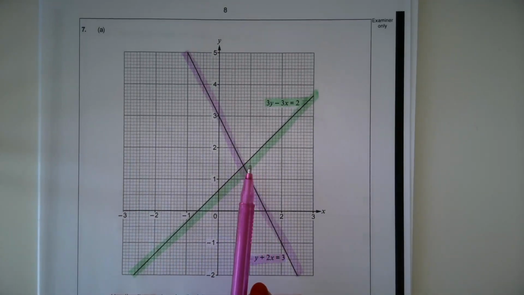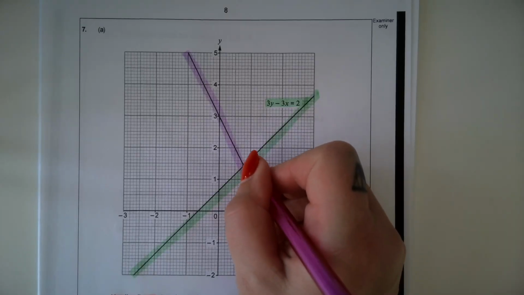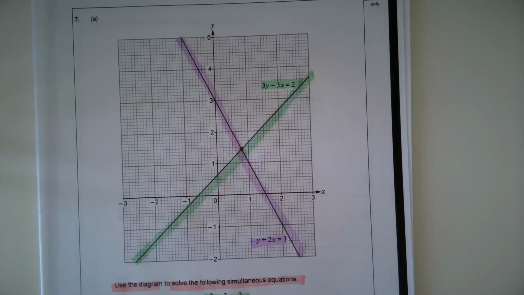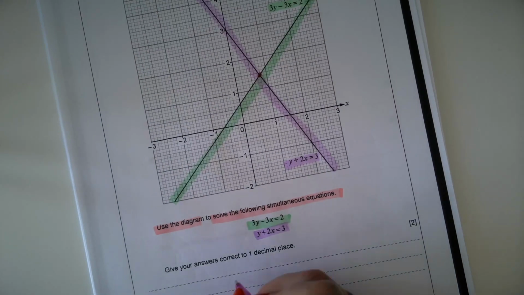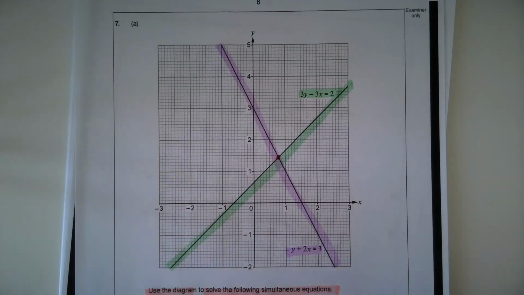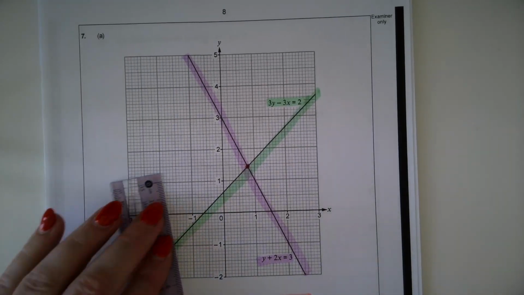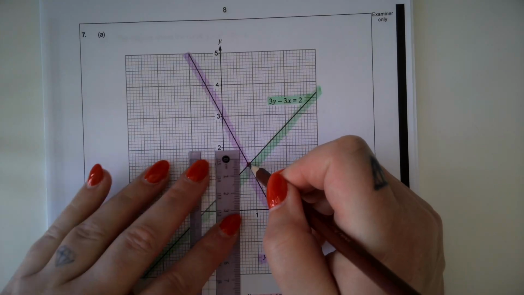Okay, so the solution to these simultaneous equations when we graph them is this point of intersection. So the solution is where they intersect. And what I need to do is read off an x value and a y value. So I'm going to grab a ruler and a pencil just in case I make mistakes and I don't want to mess up my graph too much. So this is the point of intersection here.